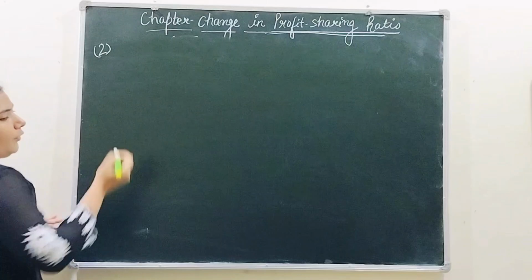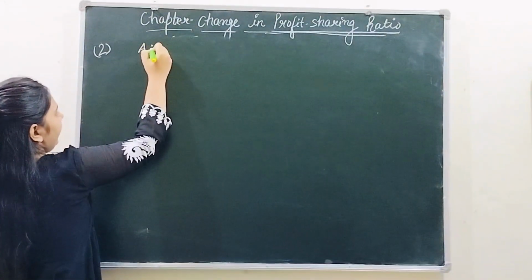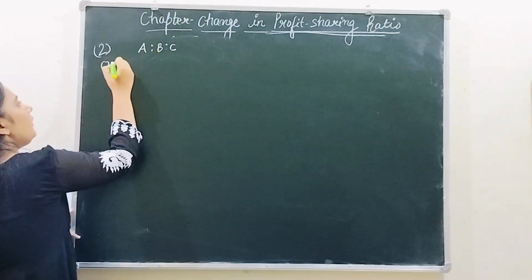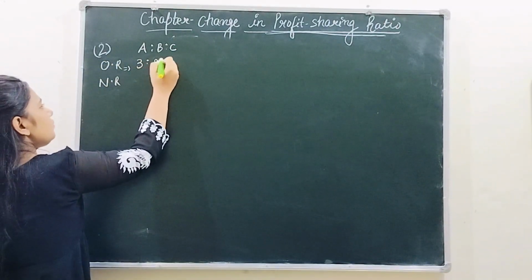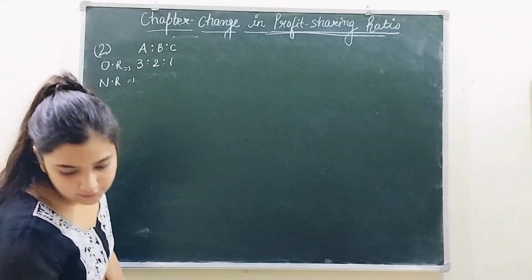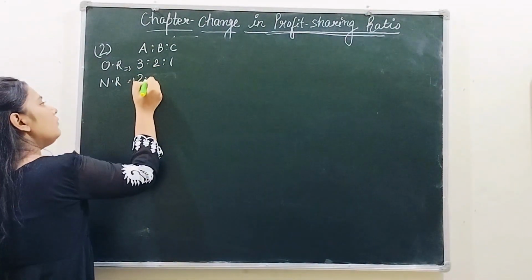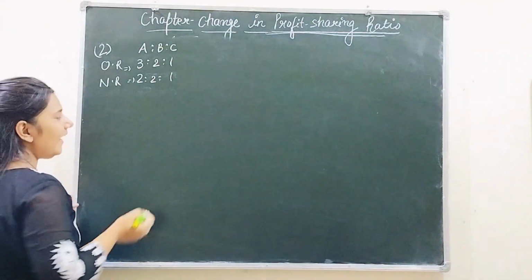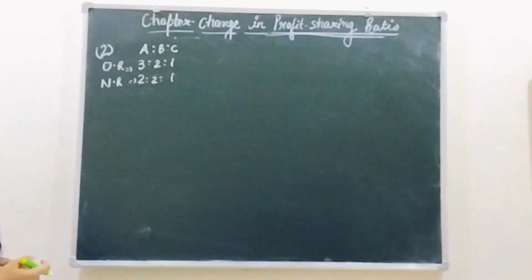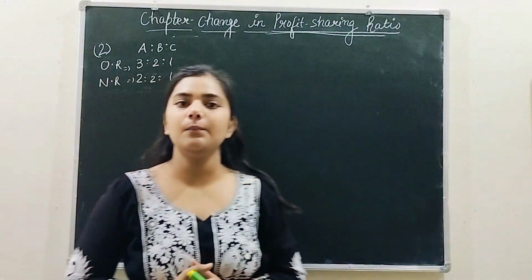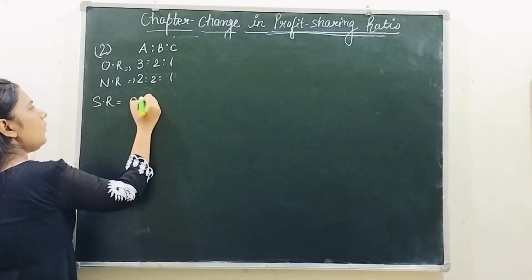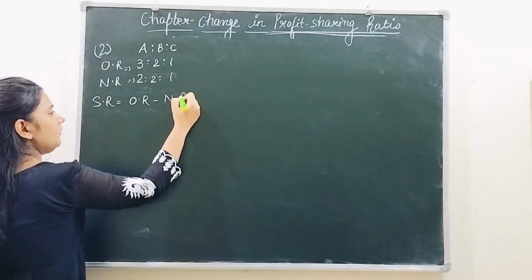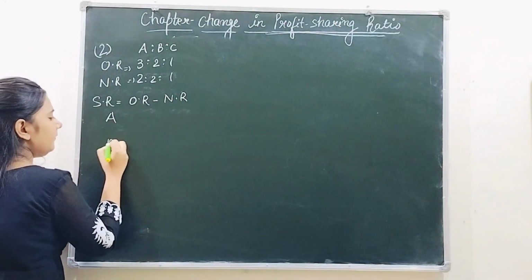So how are you going to solve the question? Write A, B and C, and what is their old ratio and what is their new ratio? So the old ratio was 3:2:1 and the new ratio given is 2:2:1. Right? So as you can see, your ratios are 3:2:1 and 2:2:1. So what are you going to do? You are simply going to apply your sacrificing ratio formula, which is old ratio minus new ratio, for partner A, partner B and partner C.